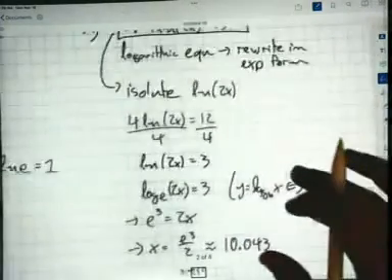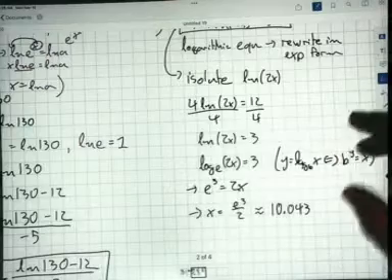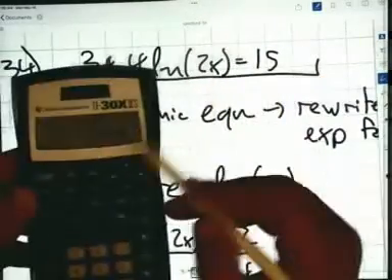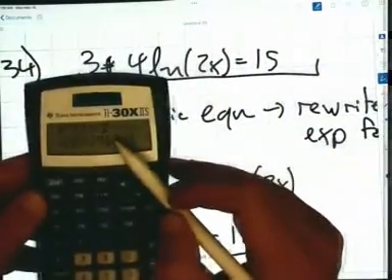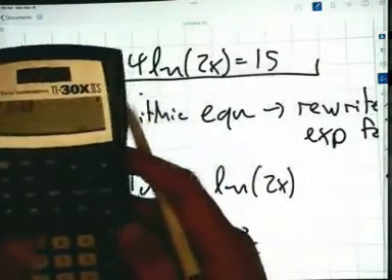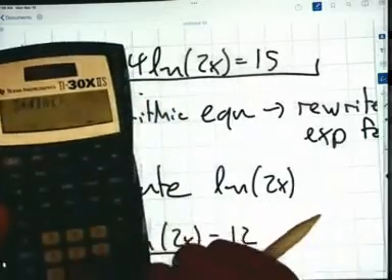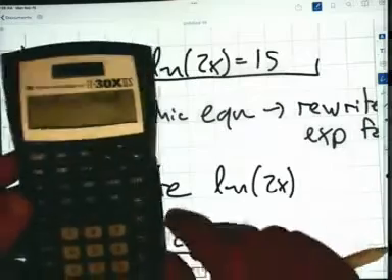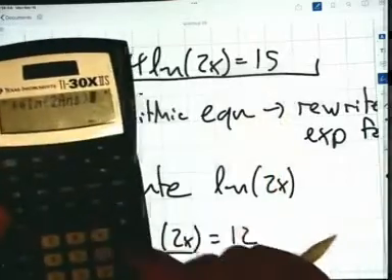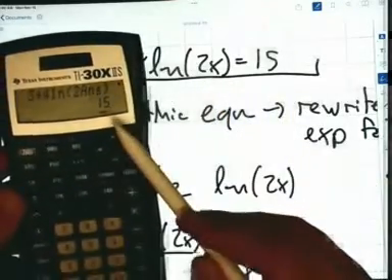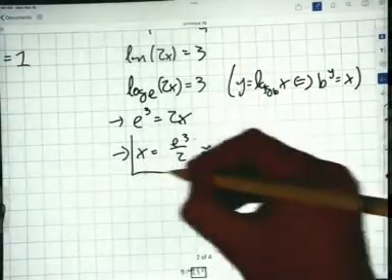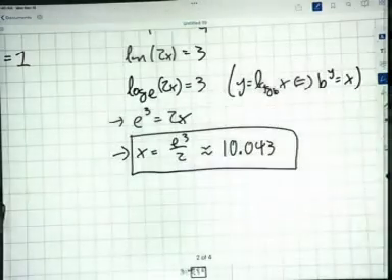10.043. Now, I would just check this real quickly before I move on. So, again, coming back up here, this is our x. It's already saved in my calculator as the answer. So let's just plug it in. 3 plus 4 times the natural log of 2 times second answer. And if I hit enter and I get 15, I did it correctly. Oh, 15. There we go.